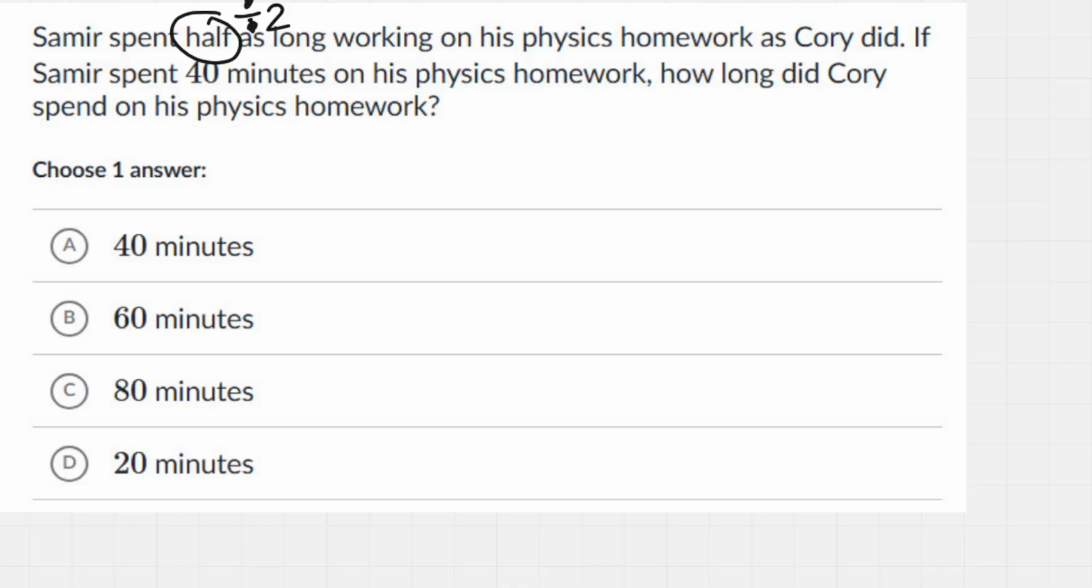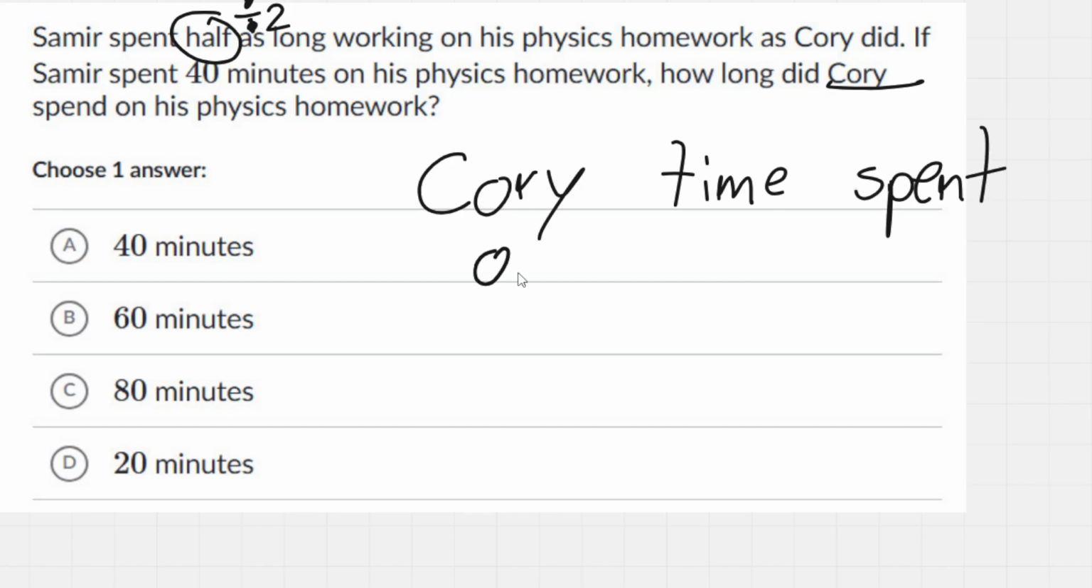If Samir spent 40 minutes on his physics homework, how long did Corey spend on his physics homework? So the confusing part to a lot of my students is also thinking, what exactly is the answer going to be? The answer is Corey. Here, what we're looking for is Corey's time spent on his homework. I'm going to say HW. Hopefully that makes sense. That is my answer. That is what my answer is going to look like.